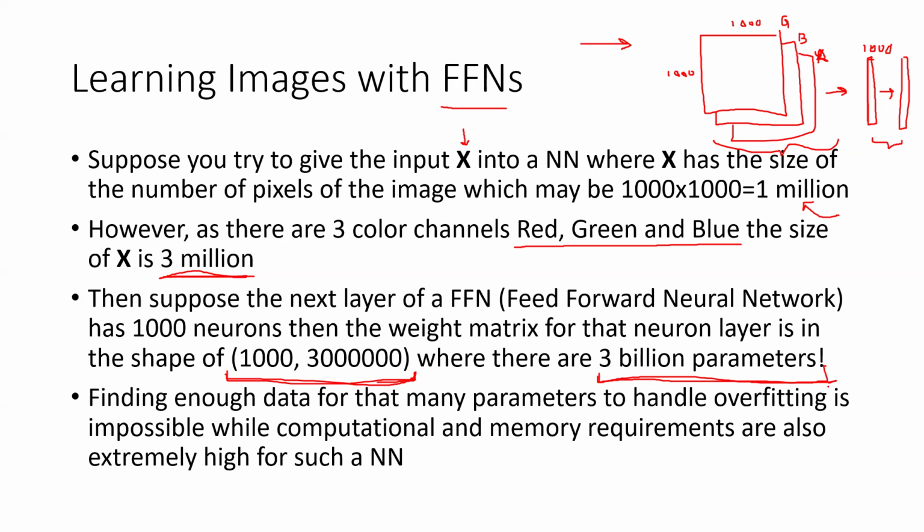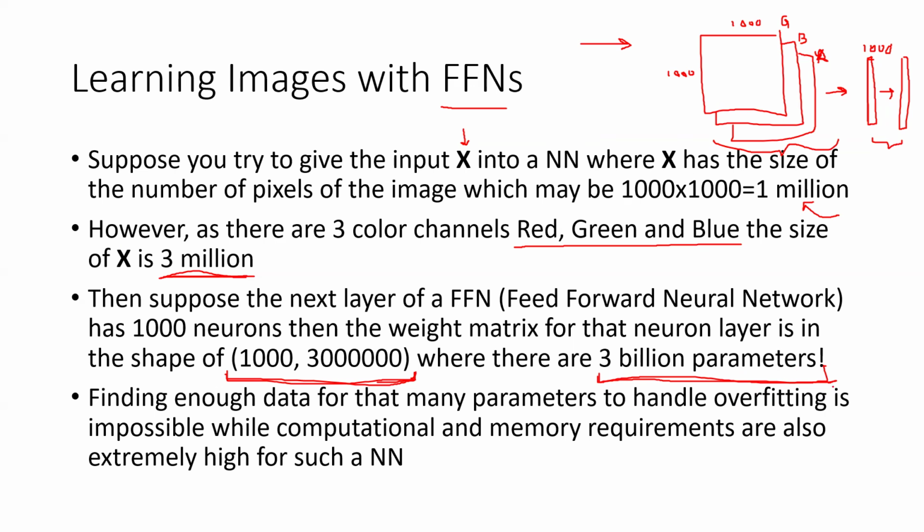Generally you would have a lesser number of images, right? Maybe 10,000, 50,000, or maximum several millions. In the early 2000s, ImageNet was the largest image collection that was there, which is around 16 million images, as I remember. So there are 3 billion parameters. You can't train this neural network without having the problem of overfitting, right?